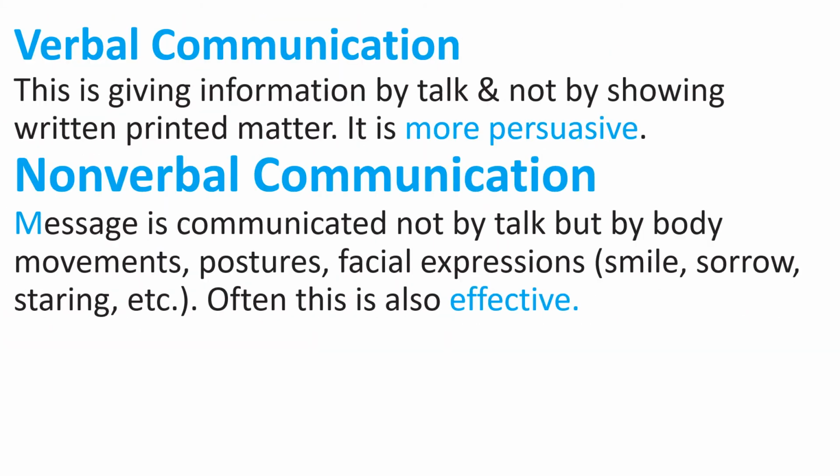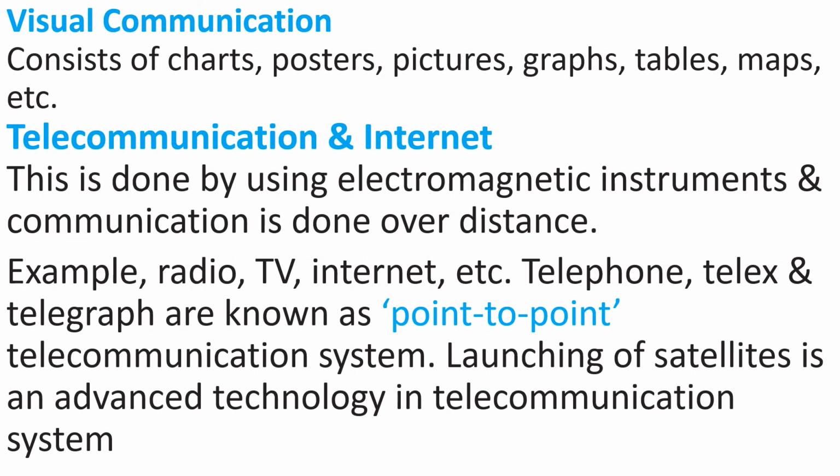Verbal communication is giving information by talk and not by showing written printed matter. It is more persuasive. Nonverbal communication, messages communicated not by talk but by body movements, posture, facial expressions. Often this is also effective. Visual communication by charts, posters, pictures, graphs, tables, maps, etc. Telecommunication and internet. This is done by using electromagnetic instruments. Communication is done over distance. Example, radio, TV, internet, etc. Telephone, telex, and telegraph are known as point-to-point communication. Launching of satellites is an advanced technology in telecommunication system.